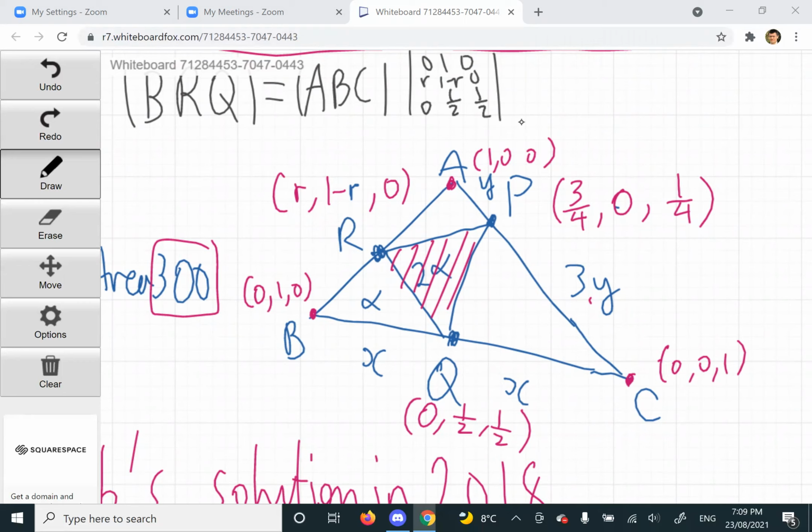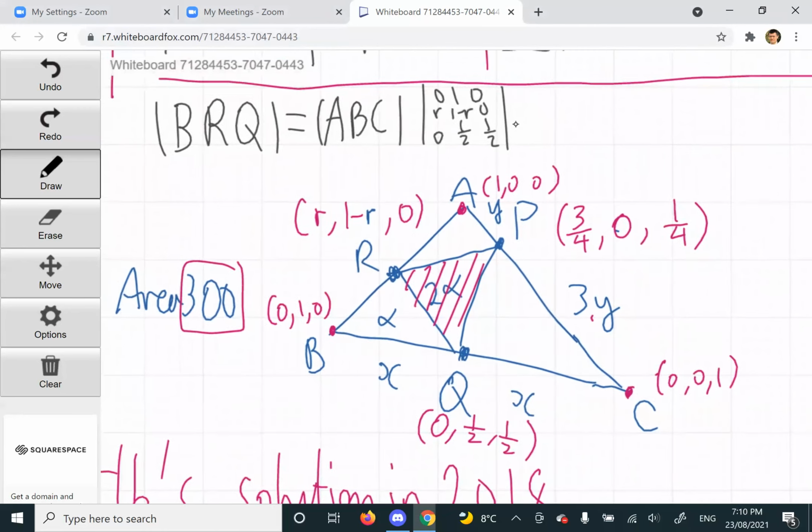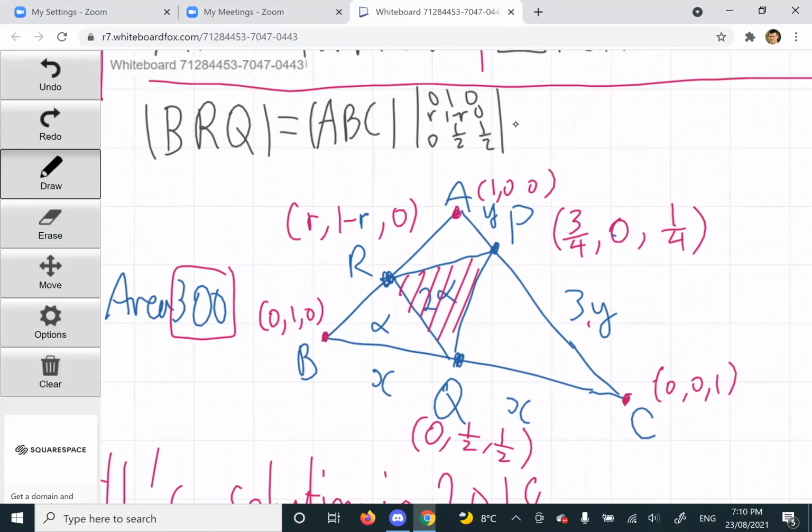Yeah, that's a good question. You can think about it, right? You have two equations, right? And basically two unknowns, right? Alpha and R. So that's one of the equations. The other equation is PQR equals ABC again. So you know that's 300, right? So it's not an issue.